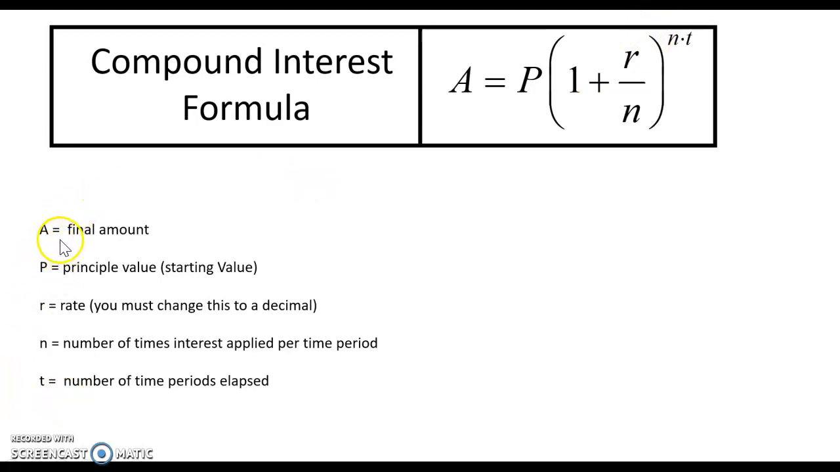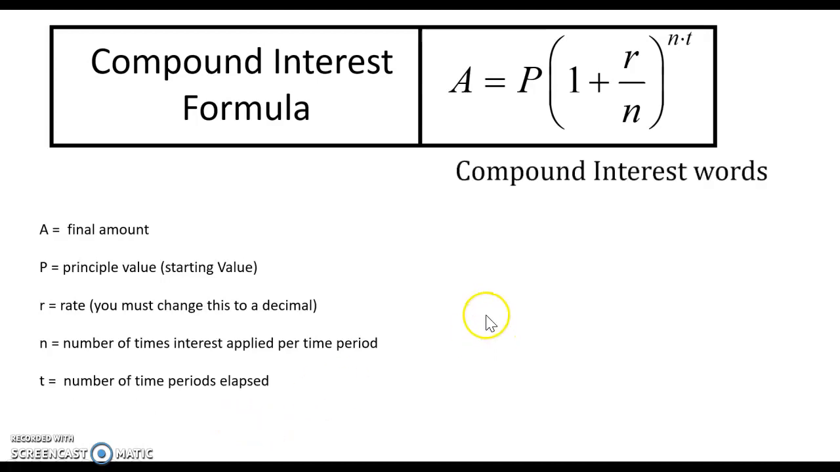A is defined as the final amount in your account. P is equal to the principal value or the starting value in your account. R equals the rate. You must remember to change this to a decimal. N equals the number of times the interest is applied per time period. And T represents the number of time periods that have elapsed.